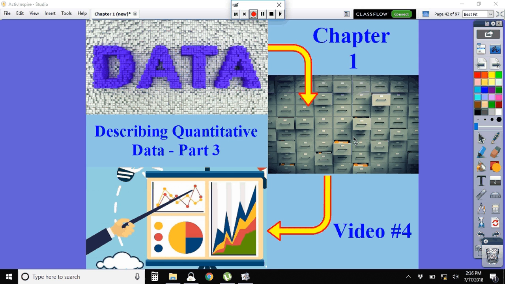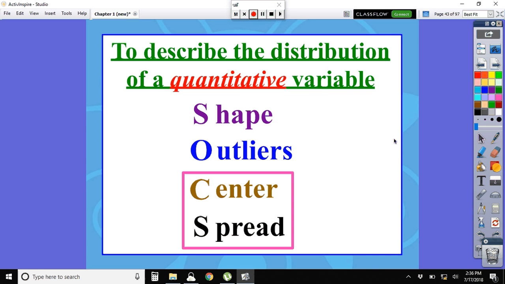Welcome to video 4 of chapter 1, where we are finally going to end our discussion on describing quantitative data. This is where we've been talking about our acronym SOCS for shape, outlier, center, and spread. And what we're going to discuss in this last video on describing quantitative data is how do we know, when we talk about center and spread, which measures of center go with which measures of spread.